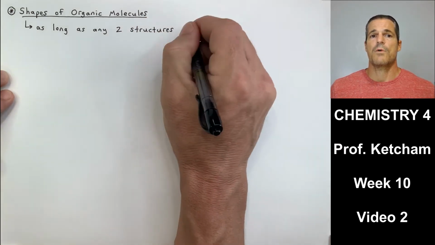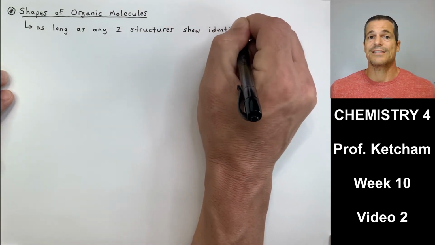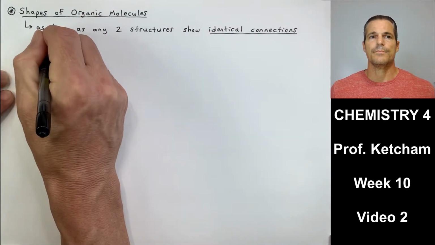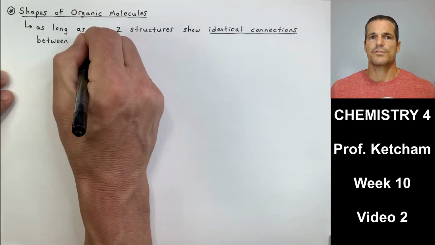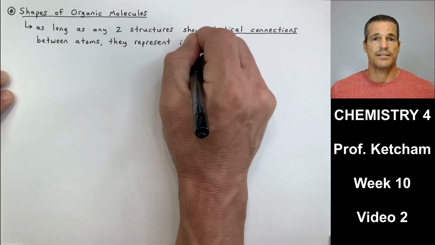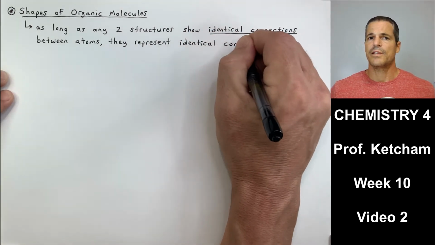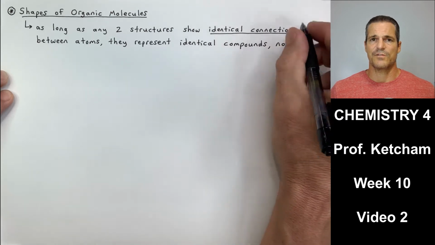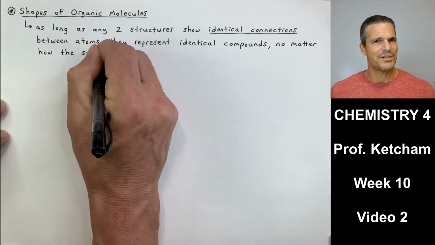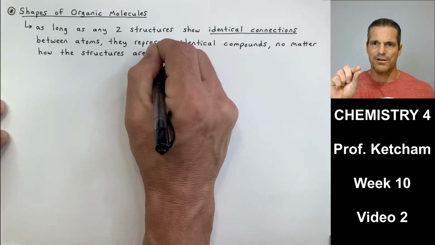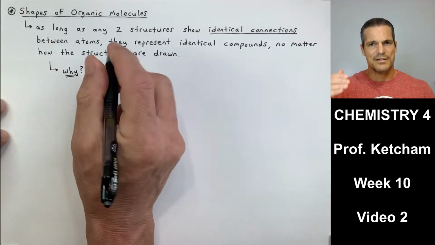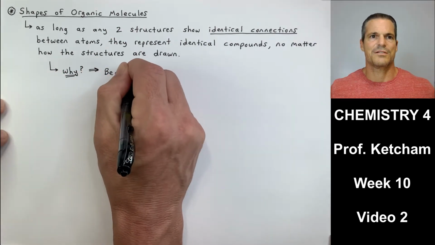So, shapes of organic molecules: as long as two structures show identical connections between atoms, they represent identical compounds. All right. Sometimes this is easy to see. Sometimes this is kind of difficult to see. So we're going to do some examples that look like, geez, is this the same compound or not? And really, you kind of have to use your pencil or your finger and just run things around and see if you end up with the same structure or if you'd actually break stuff and rearrange it. So let's have a look.